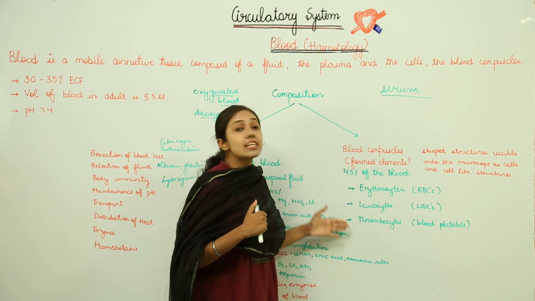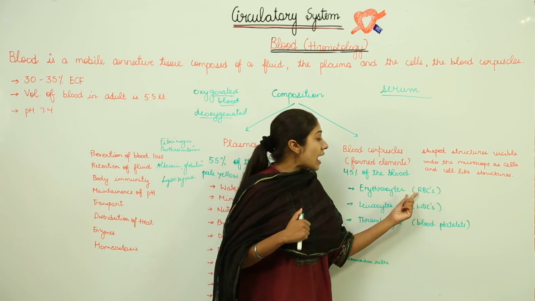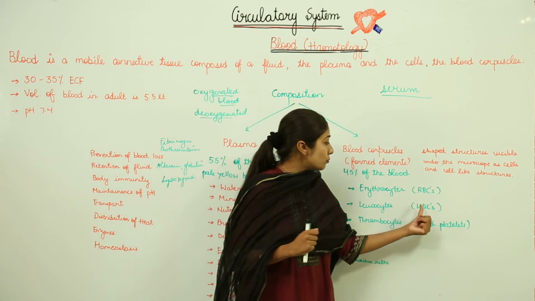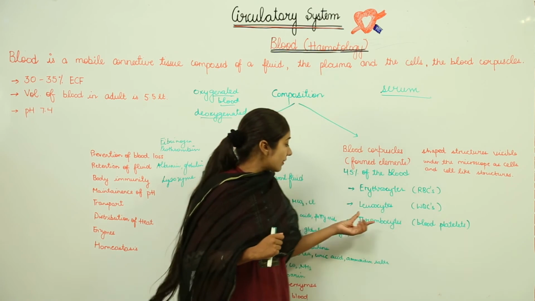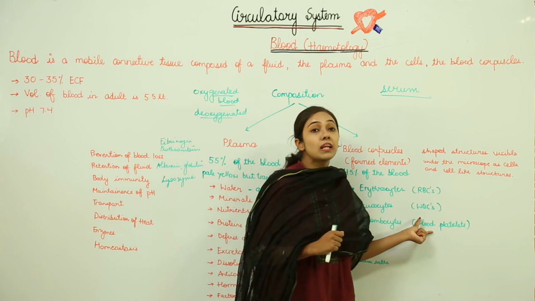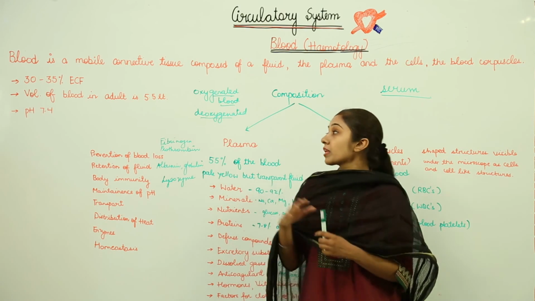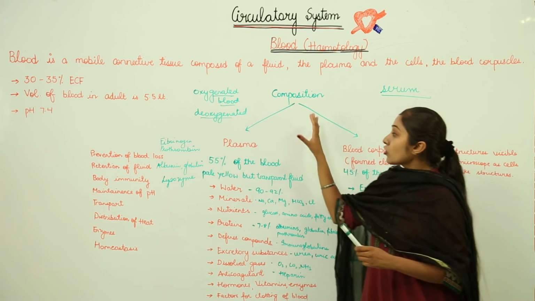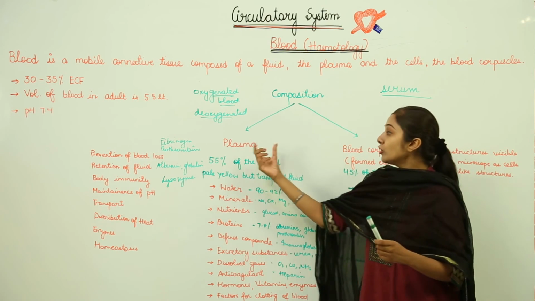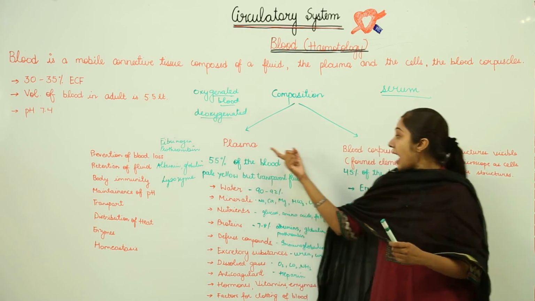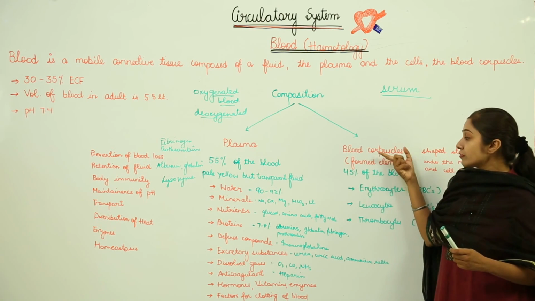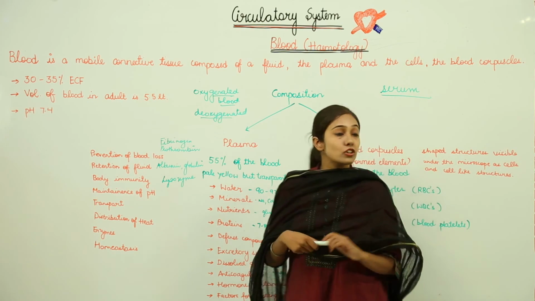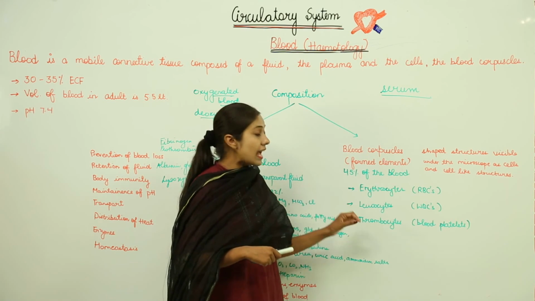And then there are three types. We have erythrocytes, which we also call RBCs, that is red blood corpuscles. Then we have leukocytes, which we call WBCs, that is white blood corpuscles. And then we have thrombocytes, which we call blood platelets. So, this is the brief idea about the blood corpuscles. We are going to discuss in detail, don't worry. But the composition of blood, just remember, it is composed of the fluid part, 55% plasma, and the cell-like structures, that is the blood corpuscles, which make up the 45% of the blood. Now we are going to discuss the blood corpuscles, that is erythrocytes, leukocytes and thrombocytes.